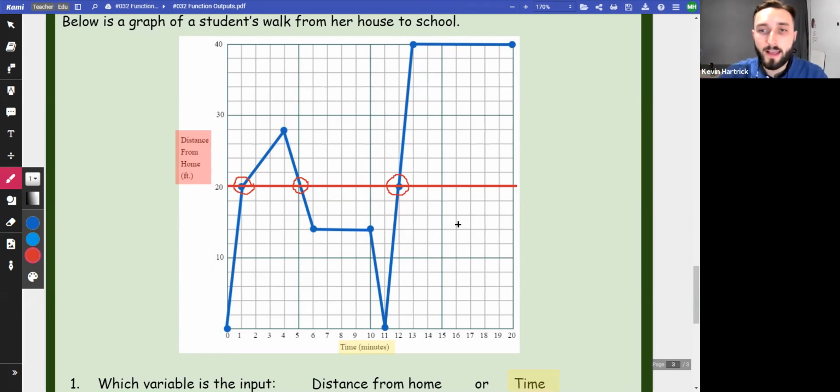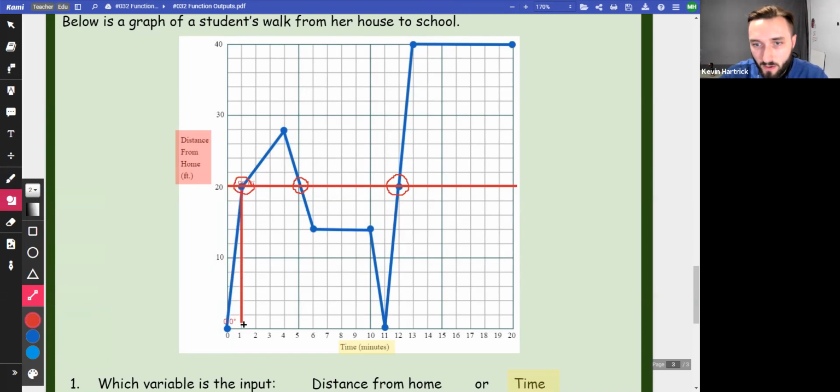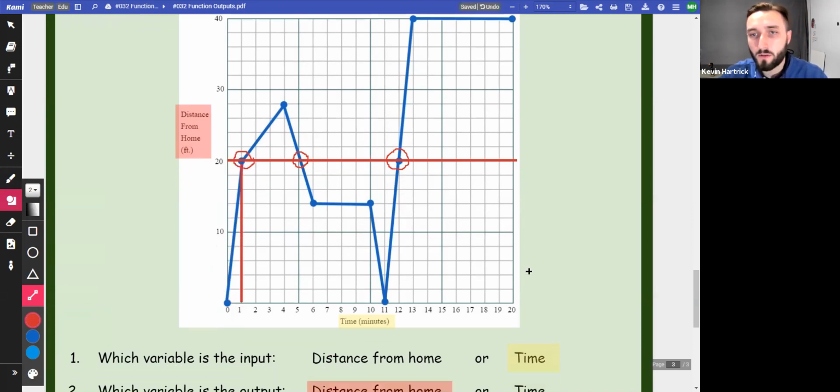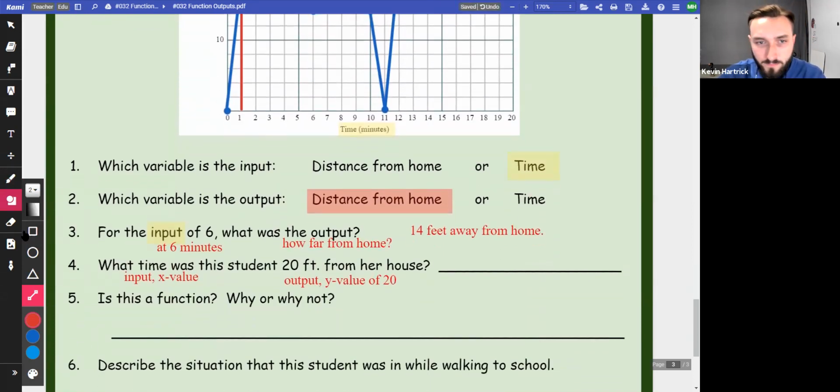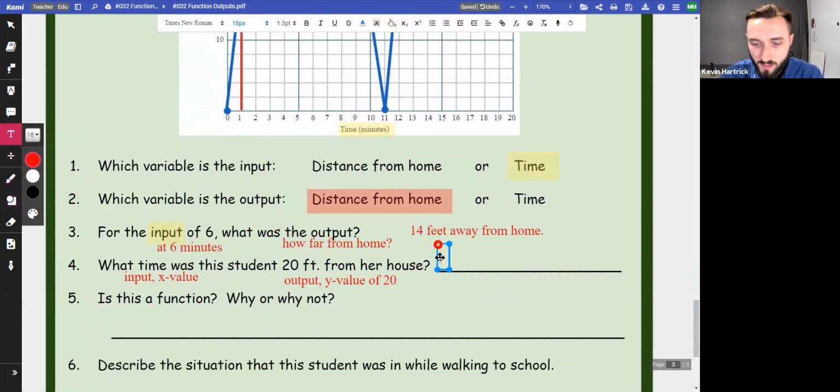But before we do that, let's take a look at all these different time values when she was 20 feet away. So in this one, she was 20 feet away at about a minute. Okay, a minute in. So we're going to say at 1 minute.